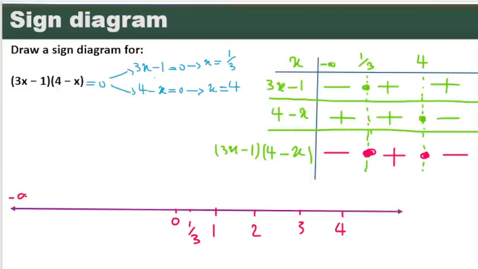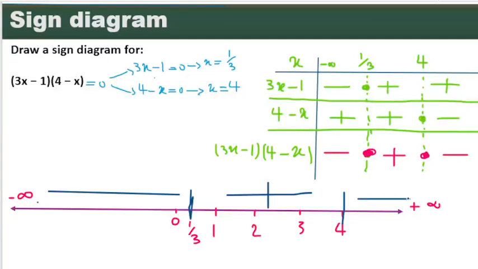My region starts from negative infinity and goes to positive infinity. Again, I say from negative infinity to 1/3, which is here, the sign would be negative. From 1/3 to 4, the sign would be positive, and from 4 to positive infinity it would be negative.